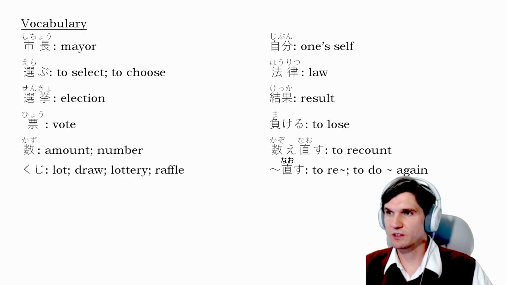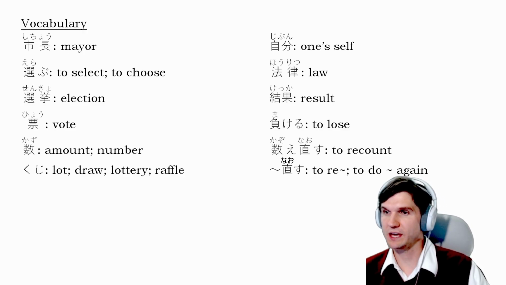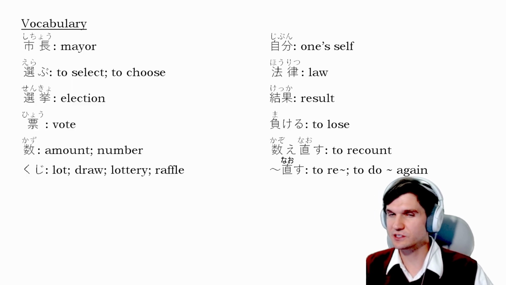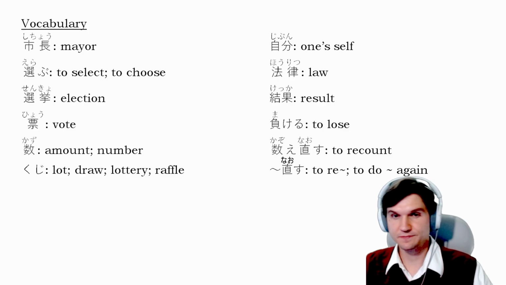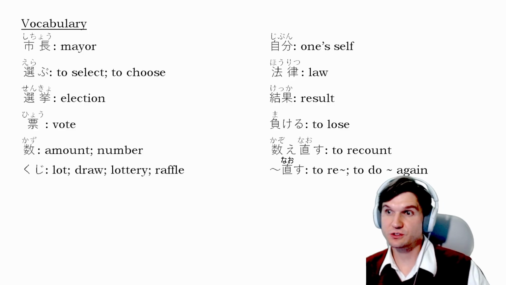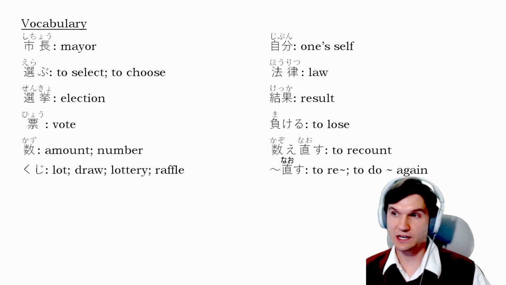Okay, here is our vocabulary list from the article. We have 市長 is a mayor. 選ぶ to select or to choose. 選挙 is an election. 票 is vote. Now this can be used as a counter as well as a noun. So you can say 票, like a vote, or you can count them by putting a number in front of it: 1票, 2票, 3票. So just note that it can be a noun as well as a counter.